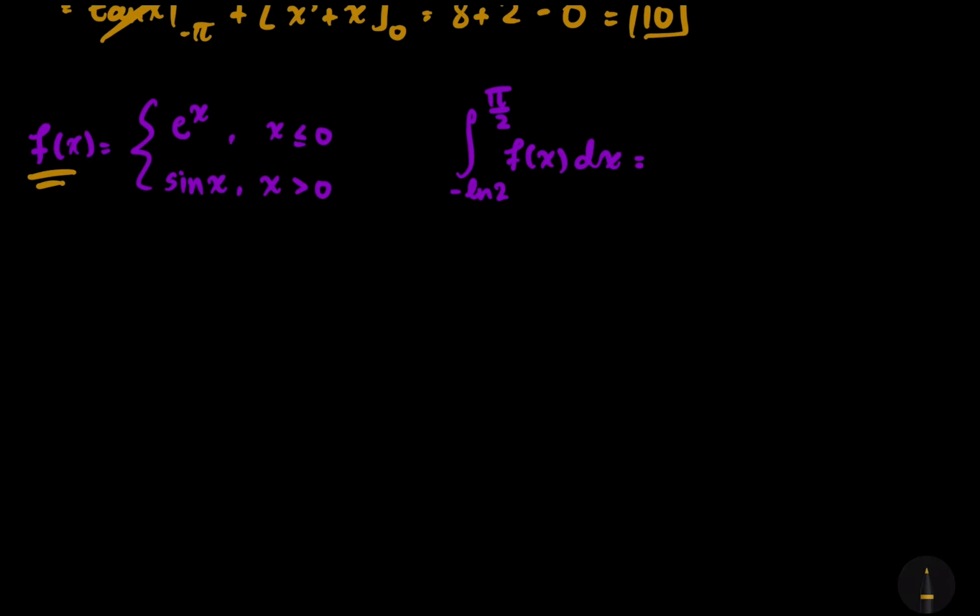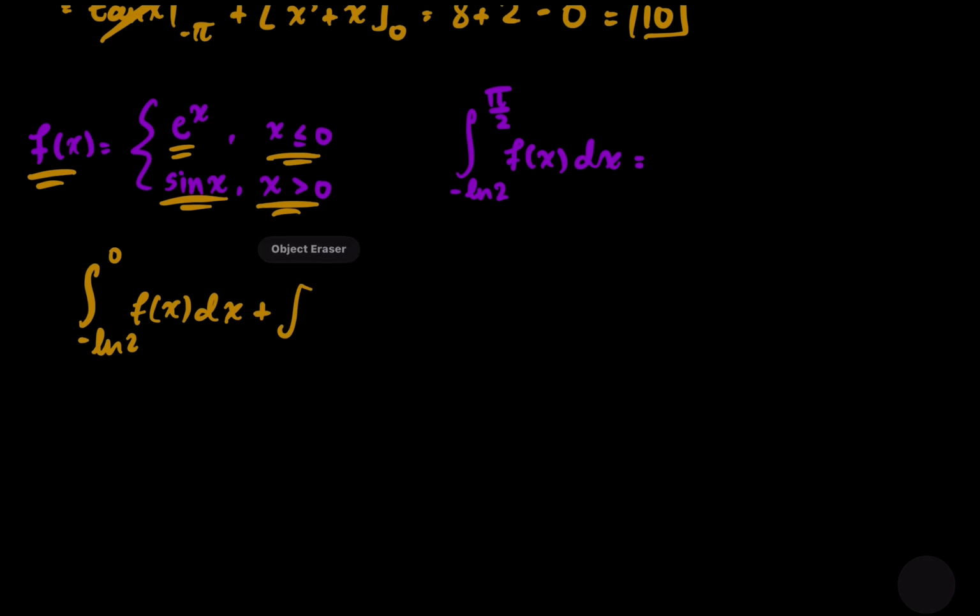f of x is equal to e to the x when x is less than or equal to 0, and sine of x when x is greater than 0. We're taking the integral from negative natural log of 2 to pi over 2 of f of x dx. Again, we separate this integral into two different bounds of integration, picking 0 as our c value because it's where the function changes its definition. So this is the integral from negative natural log of 2 to 0 of f of x dx plus the integral from 0 to pi over 2 of f of x dx.